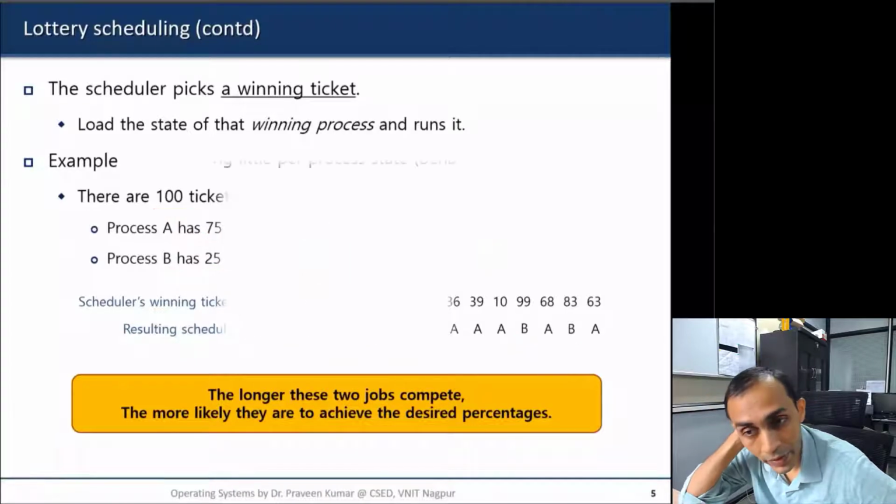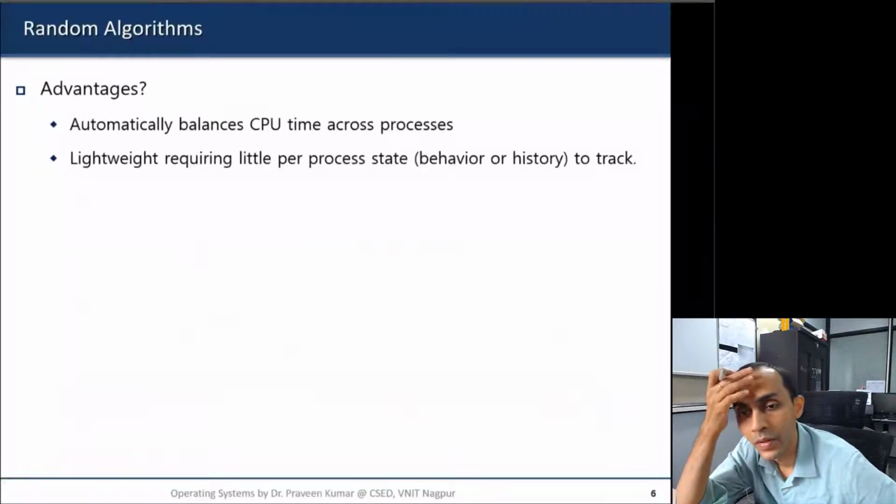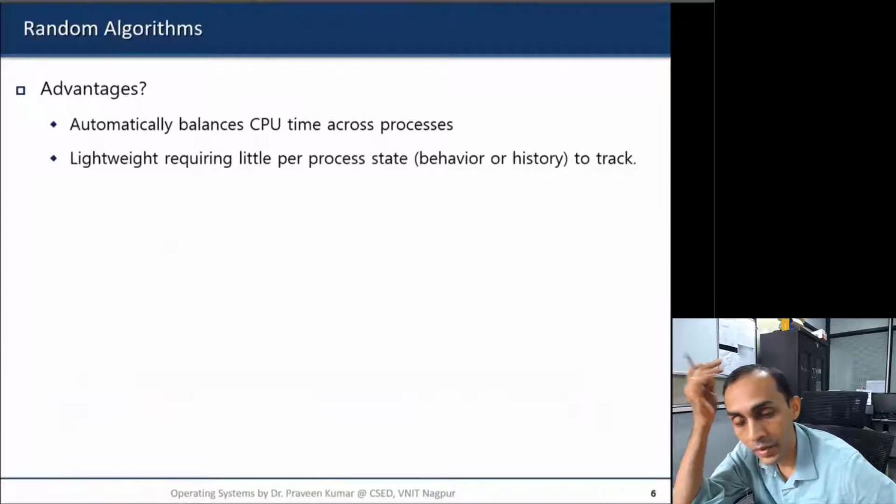Any question till this point? I hope the method was simple enough to understand.